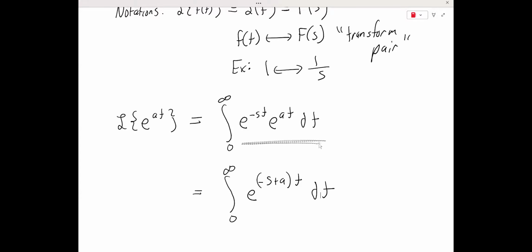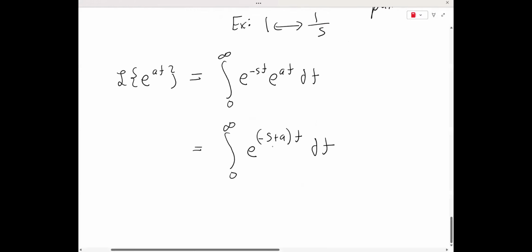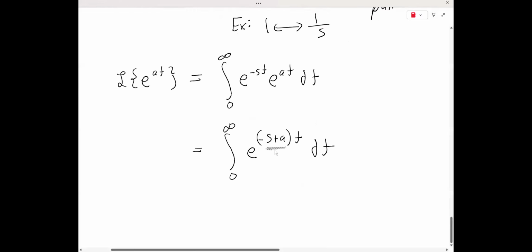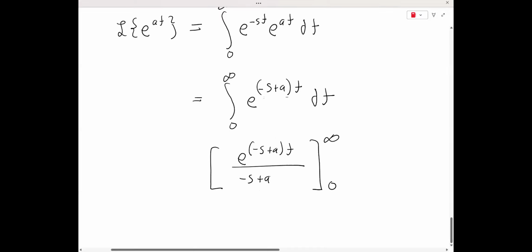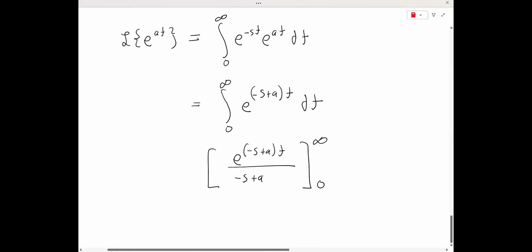So this is by definition here. And then got this. And now we can do, this is just a constant here. Remember, integrating with respect to t. So this is constant. Okay, so then what that'd be, I could do bracket here. And this would be e to the negative s plus a t over negative s plus a, evaluated between infinity and 0 here. Okay, so anything there so far?